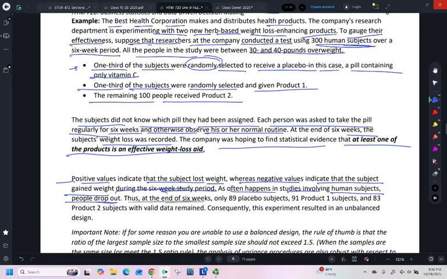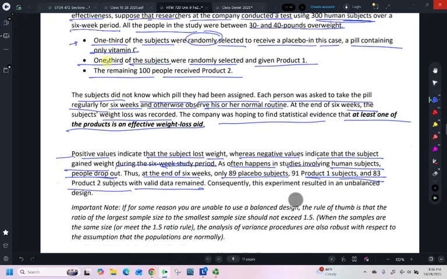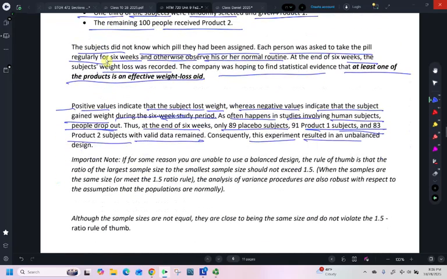Thus, at the end of the 8 weeks, only 89 placebo subjects, 91 product 1 subjects, and 83 product 2 subjects with valid data remained. Consequently, this experiment resulted in an unbalanced design.